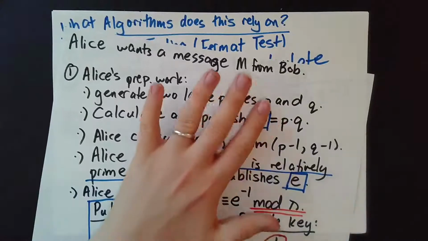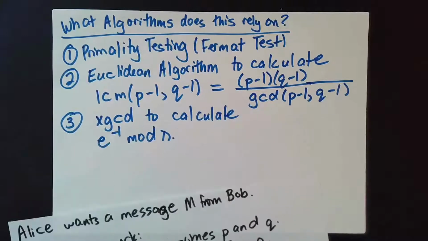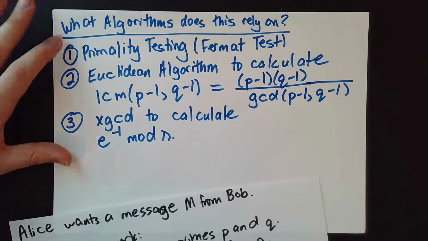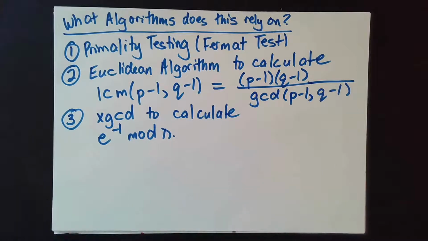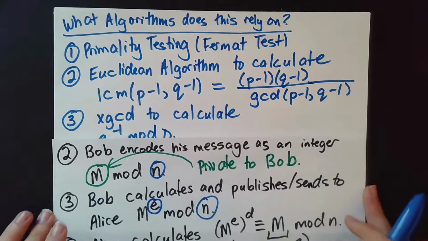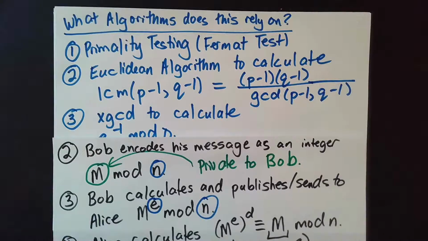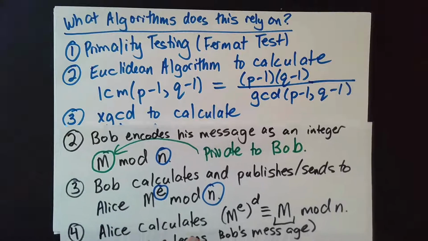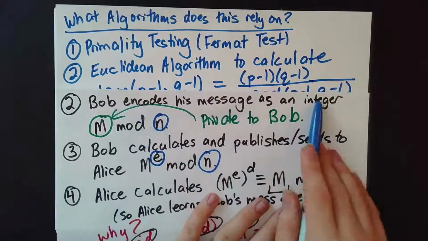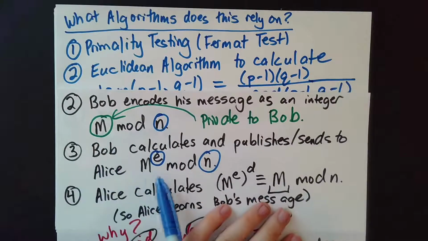Okay, so that was just Alice's work, and Alice has already used these things. Next up, Bob is going to encode his message as an integer, and then send Alice m to the e mod n.